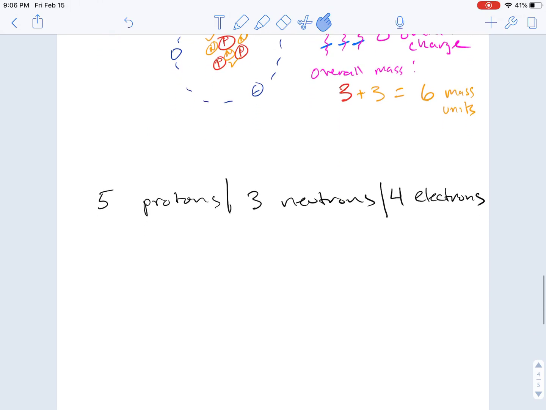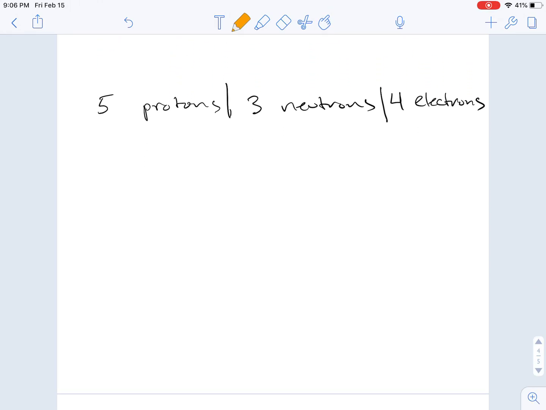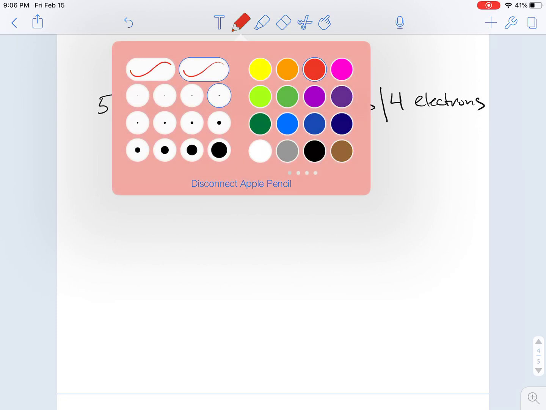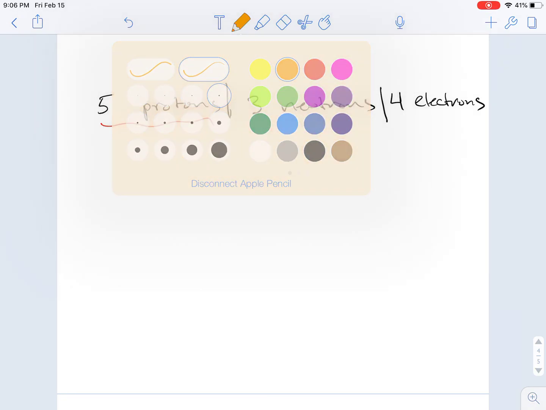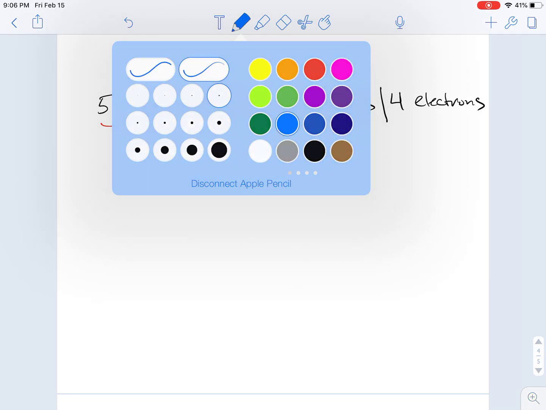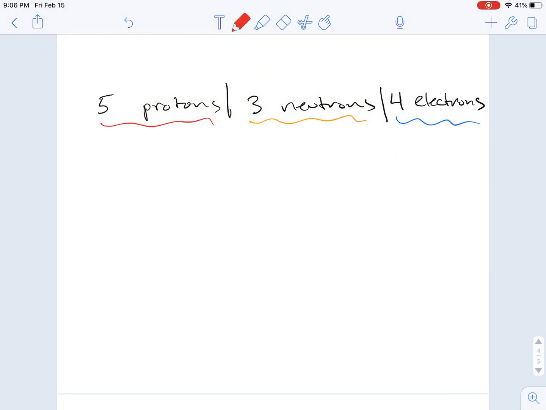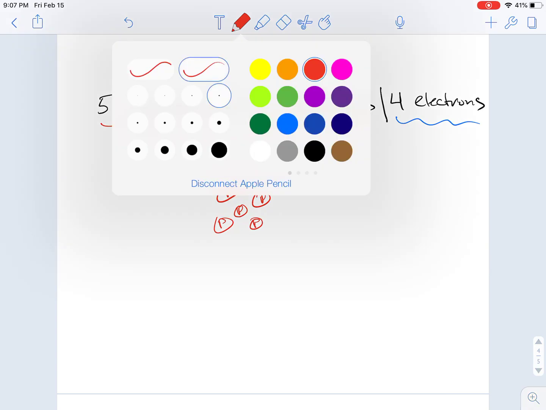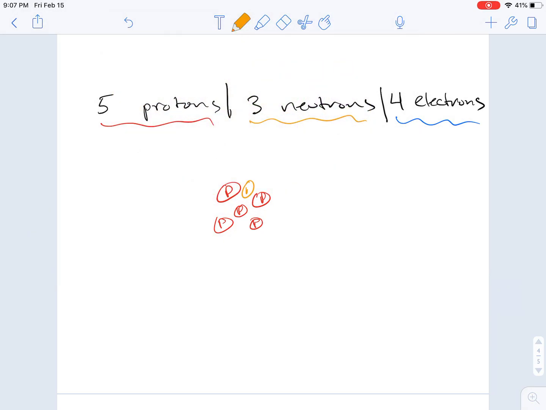So we'll do one more example here. One with 5 protons, we'll do that in red. Neutrons, we'll do in orange. And then electrons, we'll do in blue. And I'm going to go a little bit quicker on this one, but if you need to, you can pause the video. So here's 1, 2, 3, 4, and 5 protons. Now I'm going to do my 3 neutrons, 1, 2, and 3. And now I'm going to do my 4 electrons. 1, 2, 3, and 4.